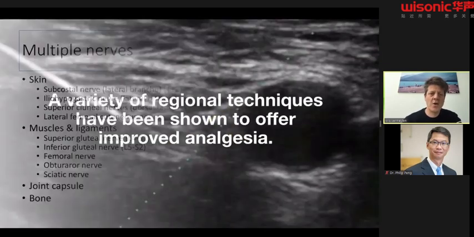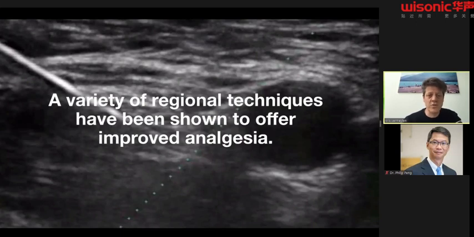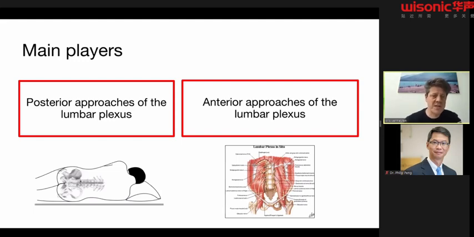A variety of regional anesthesia techniques have been shown to offer improved analgesia. That means that there is no one technique which is the best, and the other techniques are bad. The main players are, of course, the posterior approaches of the lumbar plexus, which are more or less older techniques. They are technically much more challenging, and they are not that popular because they used to have a lot of incidents of major side effects. Myself, I didn't get to learn a lot of these techniques, because at the time when I was a trainee, they were not very popular.